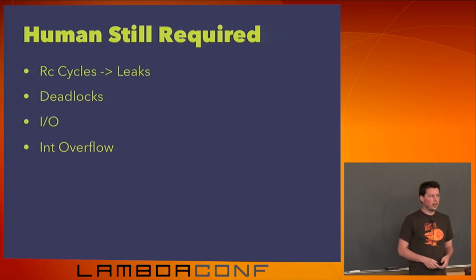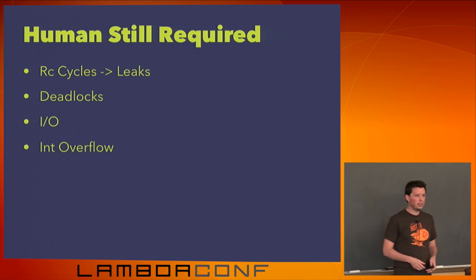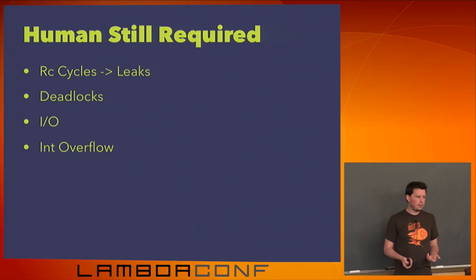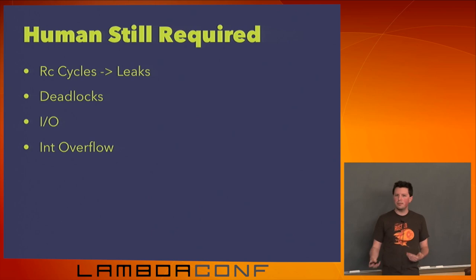And in general, you can't necessarily rely on the compiler to fix all your problems either. You can still go out of your way to end up with reference count cycles that end up with a memory leak. You can still end up with deadlocks when you're doing multi-threading. I/O is not necessarily considered an unsafe thing, but you can do I/O and then end up with problems. Same thing with integer overflows. If you're not careful, you can still make some mistakes, but not necessarily memory safety errors. You don't really want these things, but they're not things the compiler's checking for.